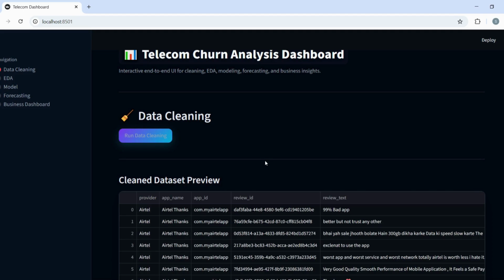Now let's look at the dashboard overview. This dashboard is divided into 5 main sections: data cleaning, EDA (exploratory data analysis), model, forecasting, and business dashboard.